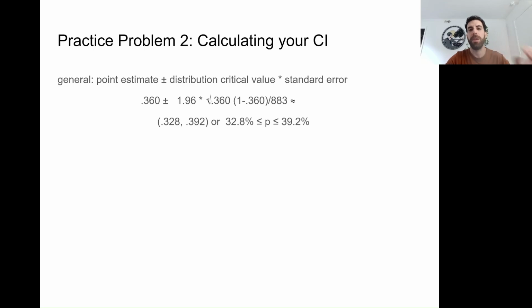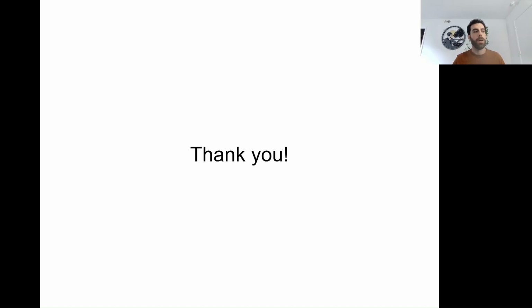And you have 3 different ways to write it again. You could leave it like this, although if you do, please simplify this. You could leave it in terms of the parentheses, or you could write it as p, my true proportion without the hat, is between 32.8% and 39.2%. Those are all valid ways to state your confidence interval. So that's some practice building confidence intervals.